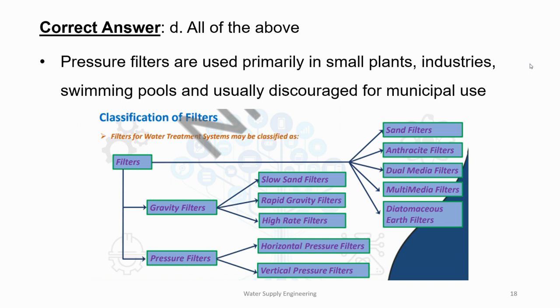So the gravity filters are further classified as slow sand filters, rapid gravity filters, and high rate filters, depending upon the rate of filtration. Pressure filters are classified as horizontal pressure filters and vertical pressure filters. Other than these gravity filters and pressure filters, depending upon the media or filter used, we have sand filter, anthracite filter, dual media filter, multimedia filter, diatomaceous earth filters, etc.